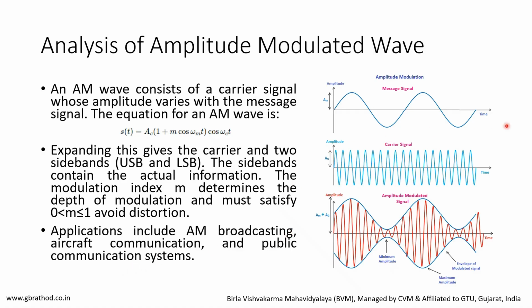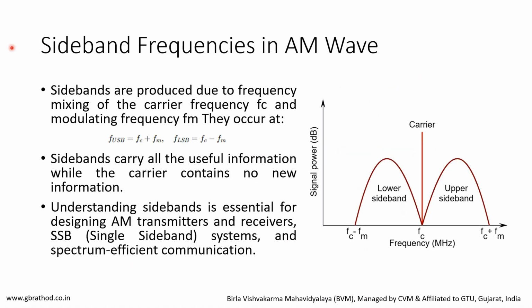Now let us go further. This is about sideband frequencies in an AM wave. As in the last slide, we discussed the lower sideband and upper sideband. I'm going to show you a brief highlight of what sidebands actually are. Sidebands are produced due to frequency mixing of the carrier frequency Fc and the modulating frequency Fm. They occur at F USB equal to Fc plus Fm and F LSB equal to Fc minus Fm.